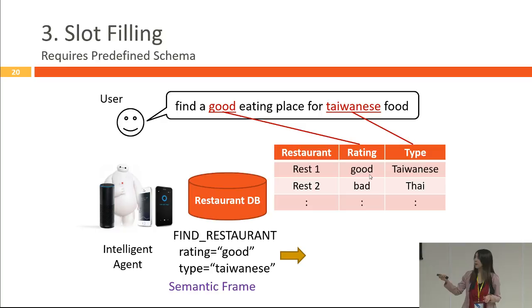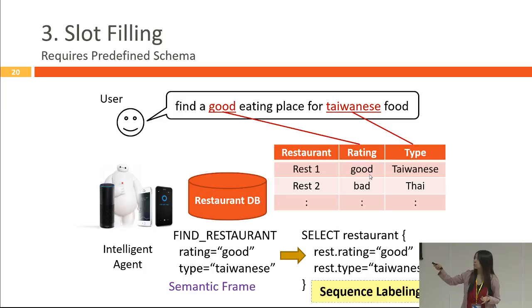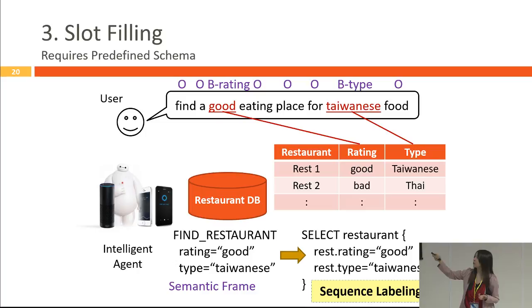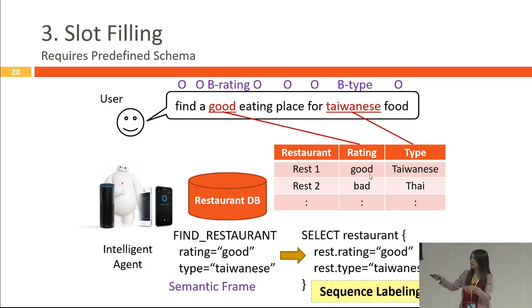So here we do sequence labeling in order to extract the information from the sentence. How to do that? We can tag each word with a slot label. We use O, which means out of concept. We use B, which means the beginning of the rating concept, then we can extract these two words corresponding to these two slots. So rating is called the slot, and this is called the slot value. And I will also detail all of this later.